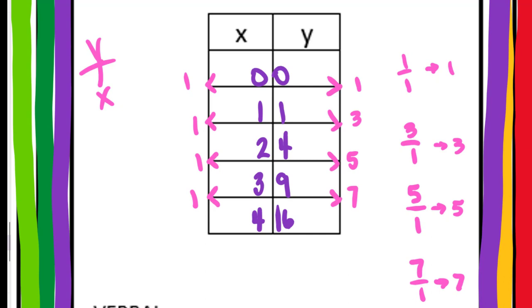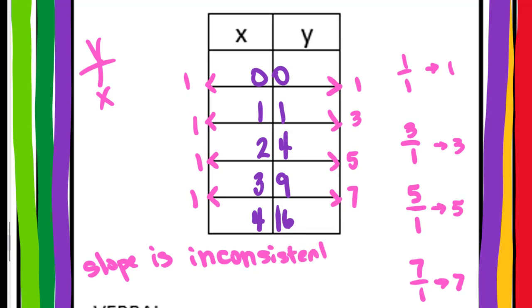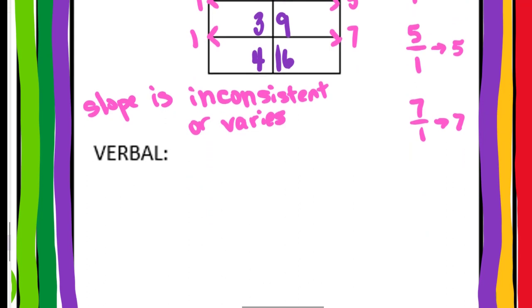We've got all kinds of different slopes going on here. Your slope is inconsistent or variable. And that's what's going to make this a nonlinear table, nonlinear representation of a table.